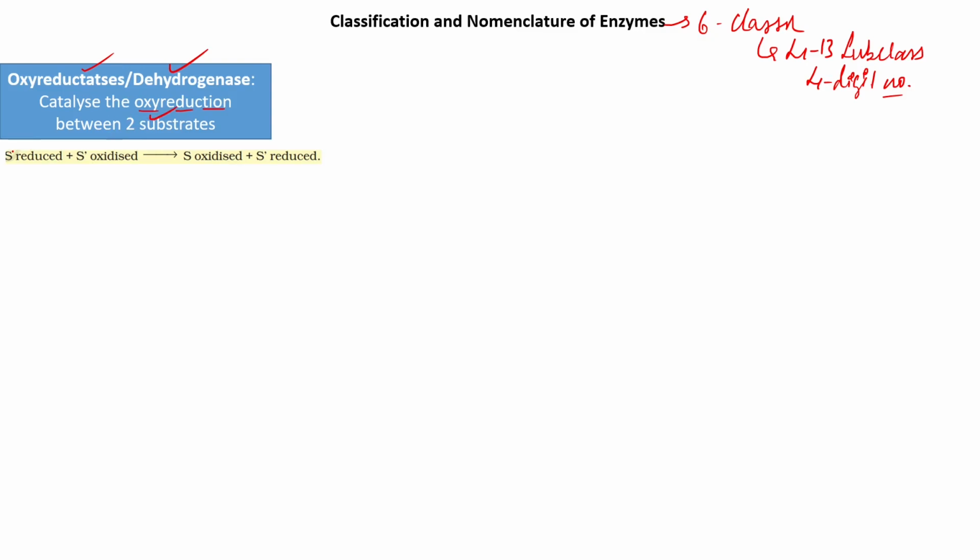Here you can see that in the initial part of the reaction, S is reduced and S prime, or S dash, is oxidized. In the presence of this kind of enzyme, S becomes oxidized and S prime becomes reduced at the end. For example, alcohol dehydrogenase is an example of a dehydrogenase. Similarly, there are many oxidoreductase enzymes.